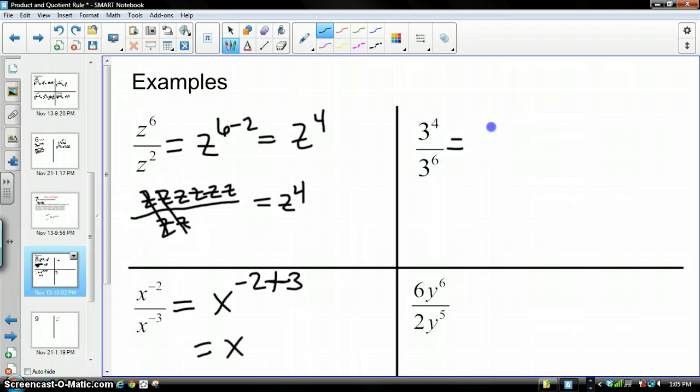And this one here, we have 3 to the 4 minus 6, which equals 3 to the negative 2. Remember, we don't like negative exponents, so we need to flip it. So we get 1 over 3 squared, which equals 1/9.